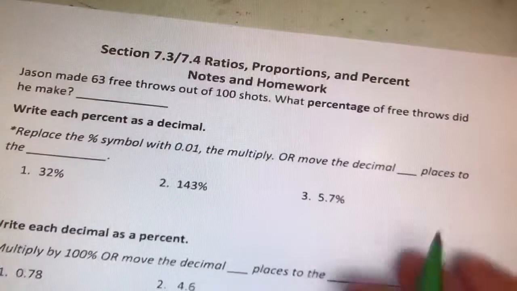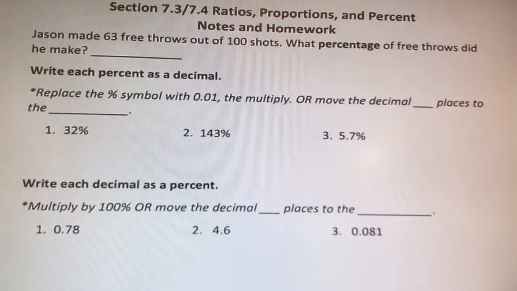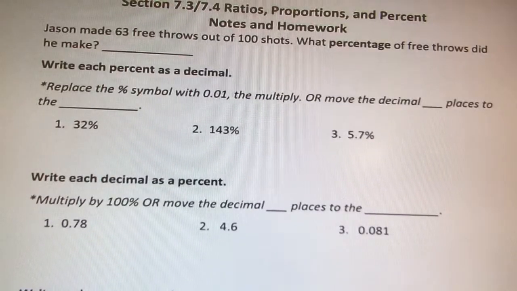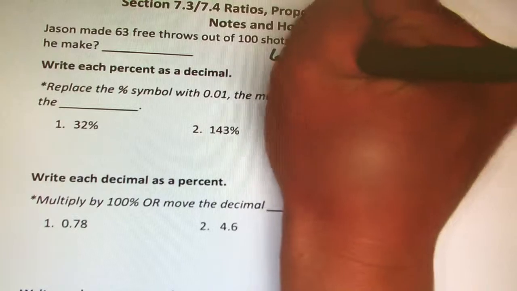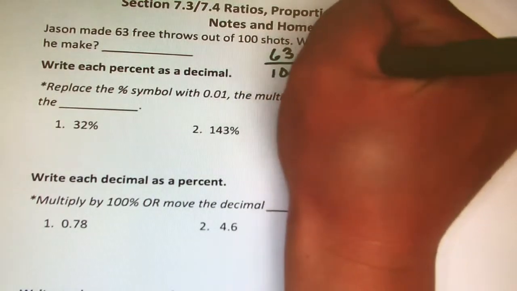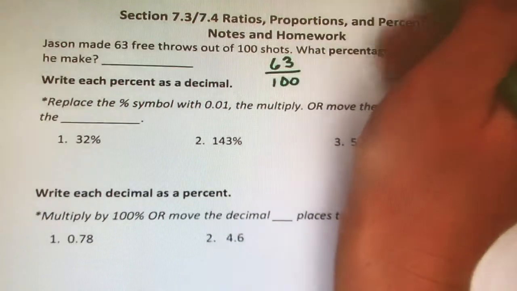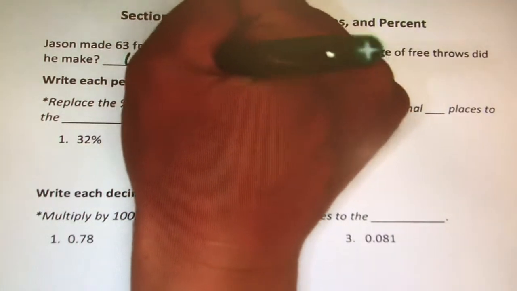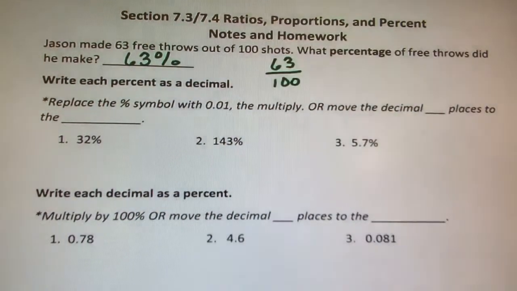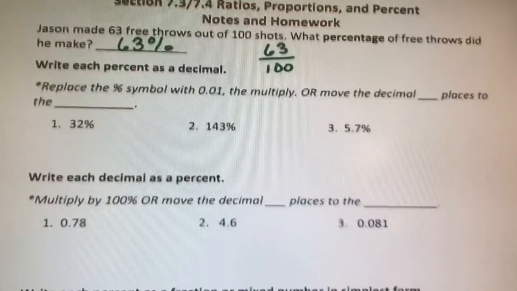We're going to do a few things with percents. So the first line says, Jason made 63 free throws out of 100 shots. What percentage of free throws did he make? Well again, we can write that as 63 out of 100, and anytime something's out of 100, we know that's the percentage. So we would simply write this as 63%. So we're saying he would make 63 per 100 shots.